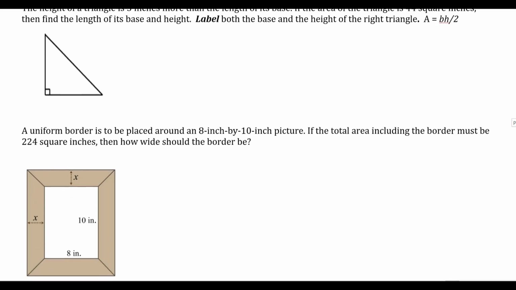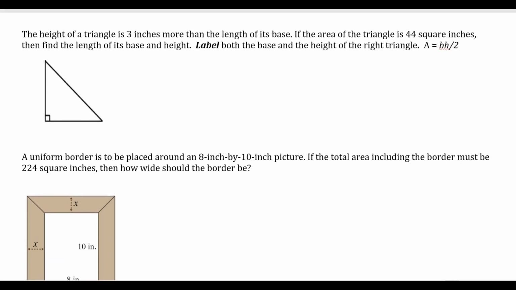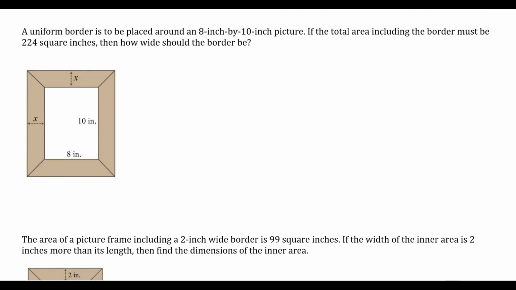All right, so I left this for everyone else. I'm not doing the triangle problem, but I did do this uniform border problem. It says a uniform border is to be placed around an 8 by 10 inch picture. If the total area including the border must be 224 square inches, then how wide should the border be?